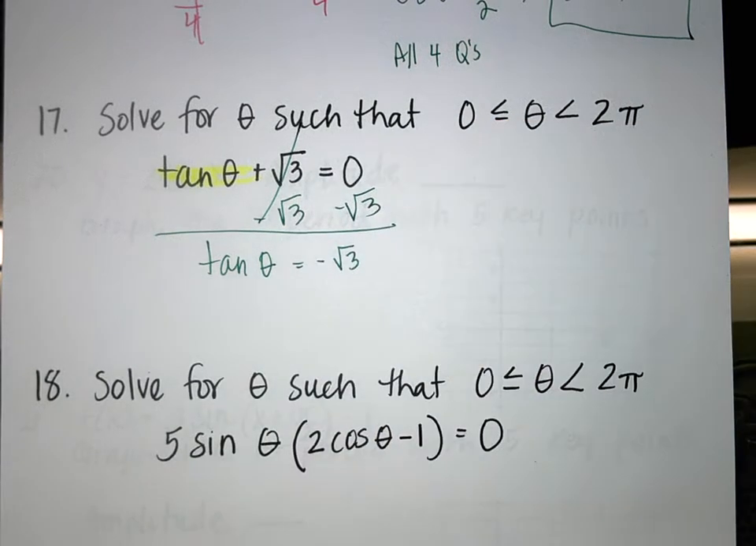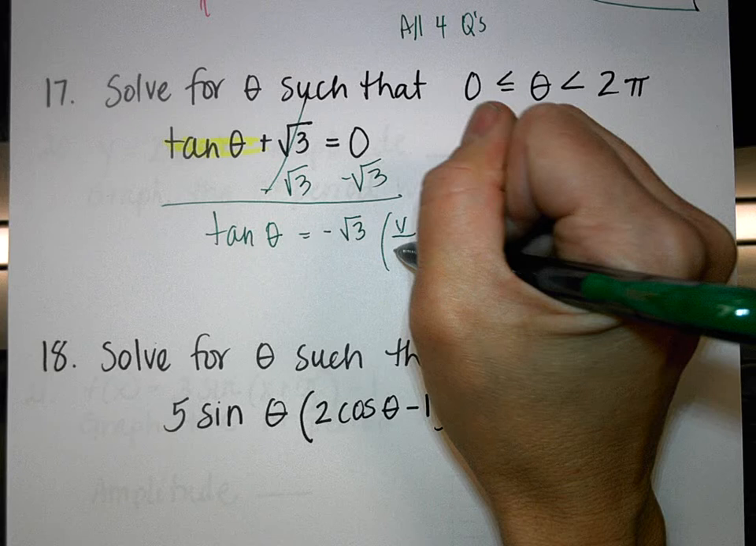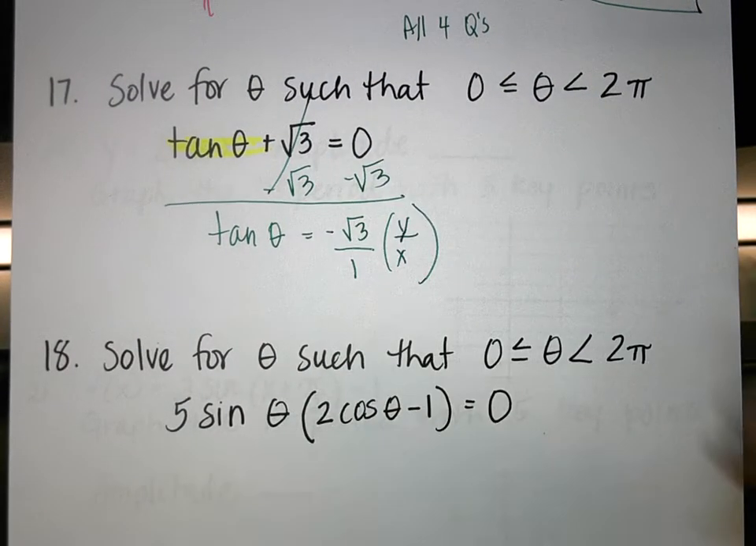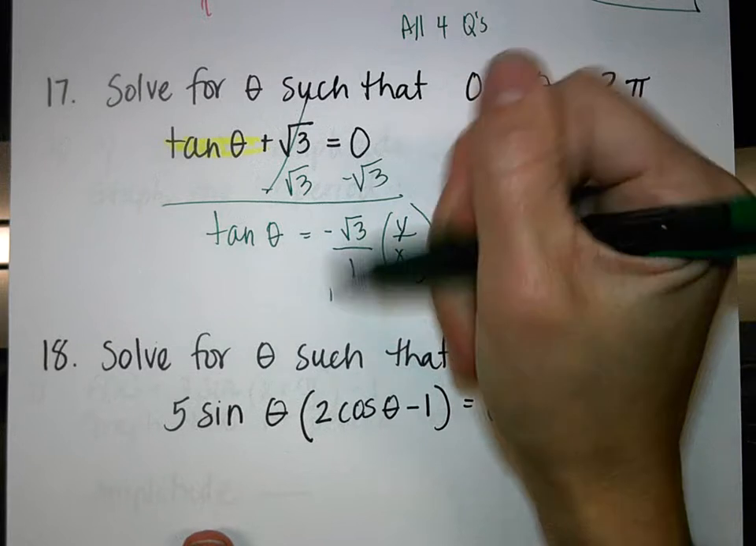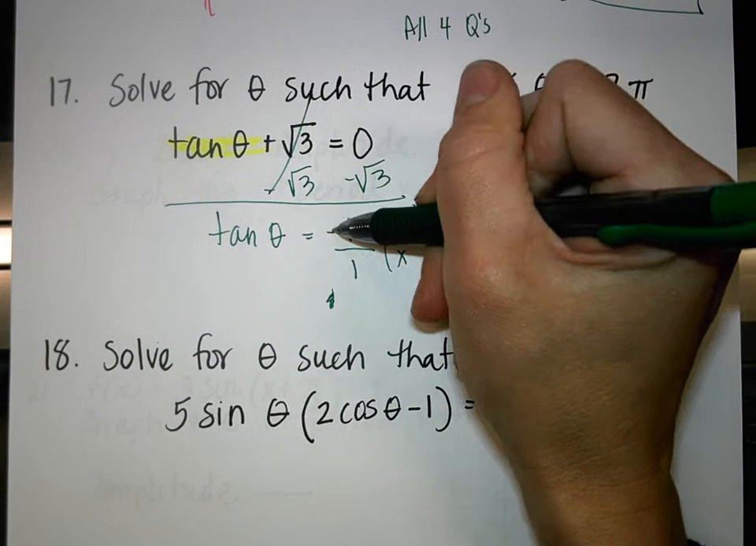Now, we know that tangent is y over x. And so all you would do is put this over 1. Now, the negative can go at the top or the bottom. It doesn't necessarily mean that it has to be a negative root 3. The negative can go with the root 3 or the 1.